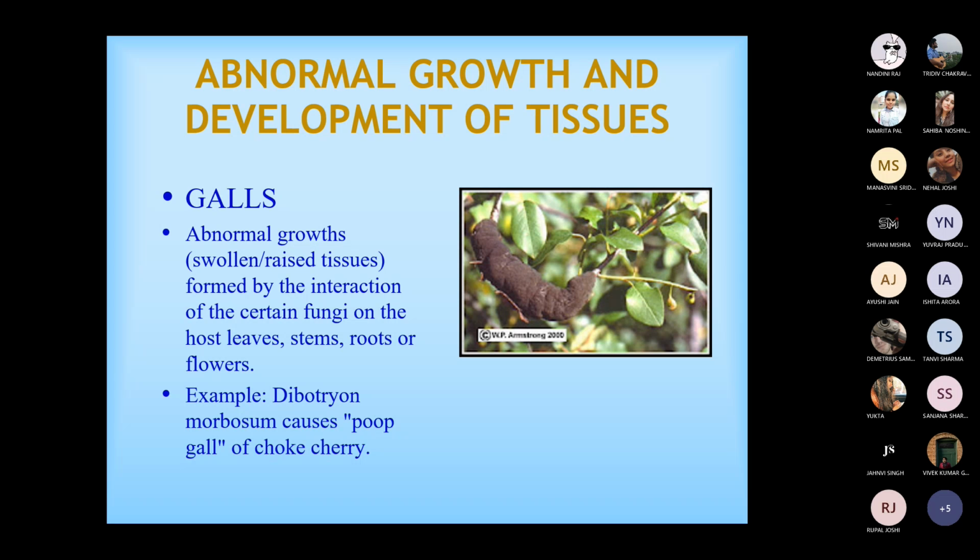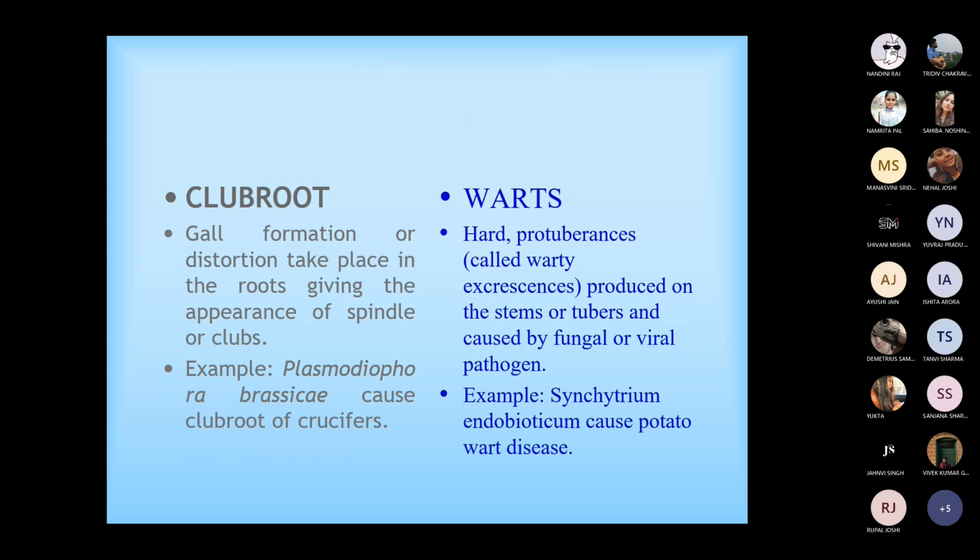They have just named it on its appearance basically, right? Then we have a club root. So gall formation or distortion takes place in the roots, giving the appearance of a spindle or a club. For example, Plasmodiophora brassicae causes club root of the crucifers.